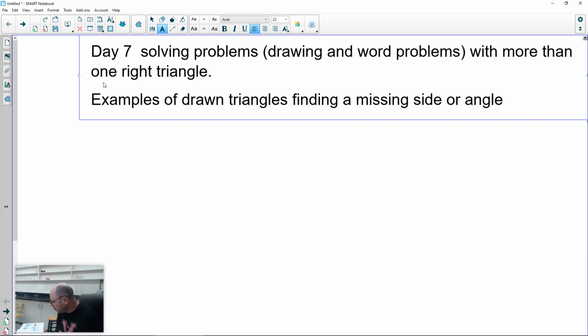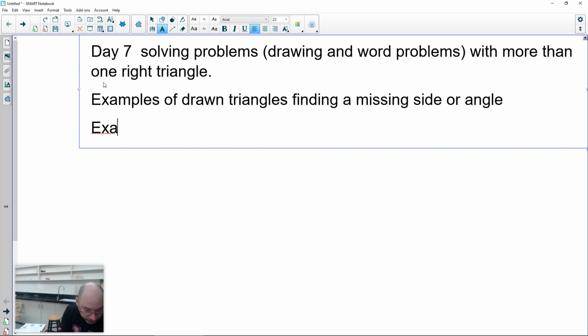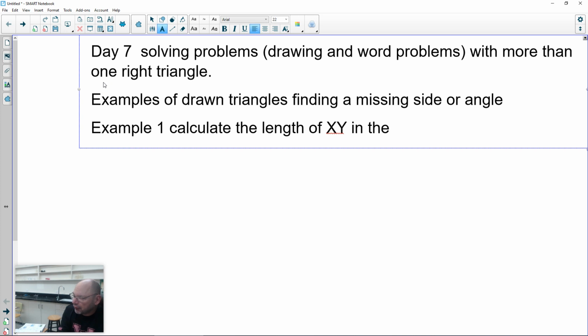I think we'll probably do it in 2 parts rather than 1 part because it's fairly chunky here. So let's start with the first example. And that will be finding missing length. Let's go calculate the length of XY in the following diagram.